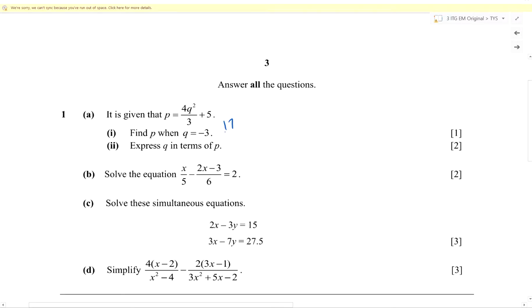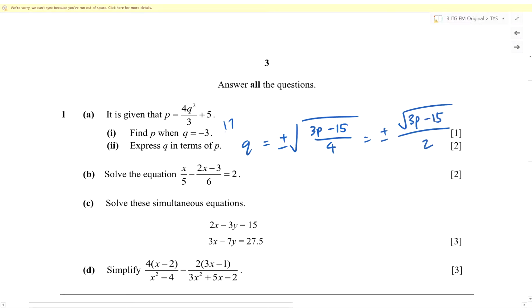Part 2, there, Q is plus minus root of (3P minus 15) over 4. Or you can express it as plus minus root of (3P minus 15) over 2. Whenever you introduce the square root, you have to put the plus minus.